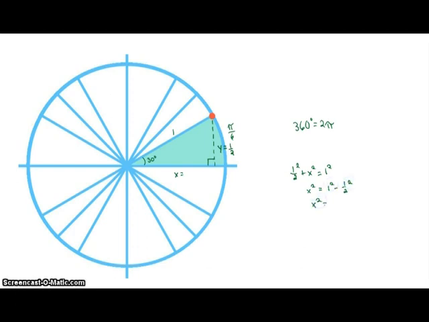X squared equals 1 minus 1 over 4. X squared equals 3/4. X equals square root of 3 over 4. So x equals square root of 3 over 2. So our coordinate for this point is square root of 3 over 2 and 1/2.